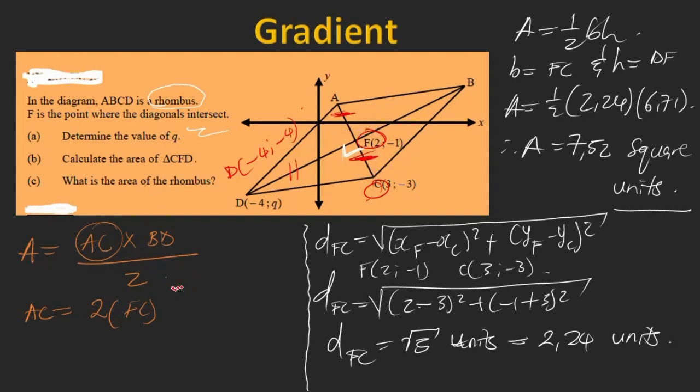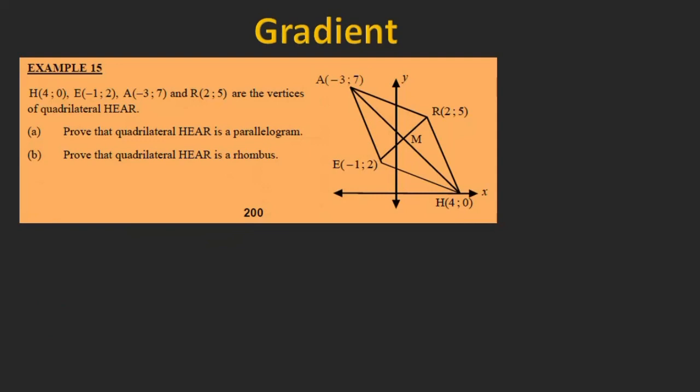The same thing applies here. The distance BD will be equal to twice the distance of DF. So if you can use the distance formula to find DF and multiply that by 2, then you'll get this whole diagonal, which is DB. And then you substitute into this formula and get your answer for the area. See how fair that is? Now on to the next question. This is the last one.